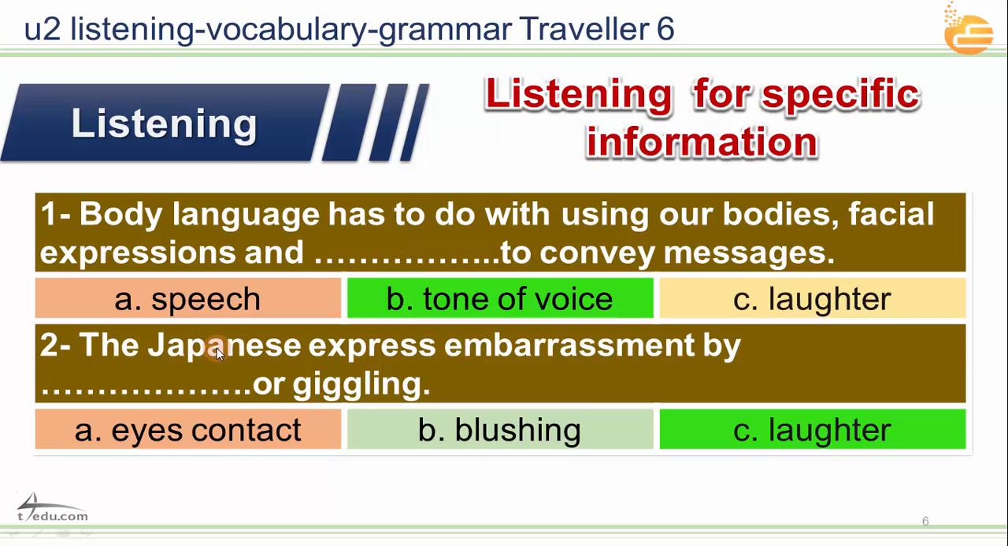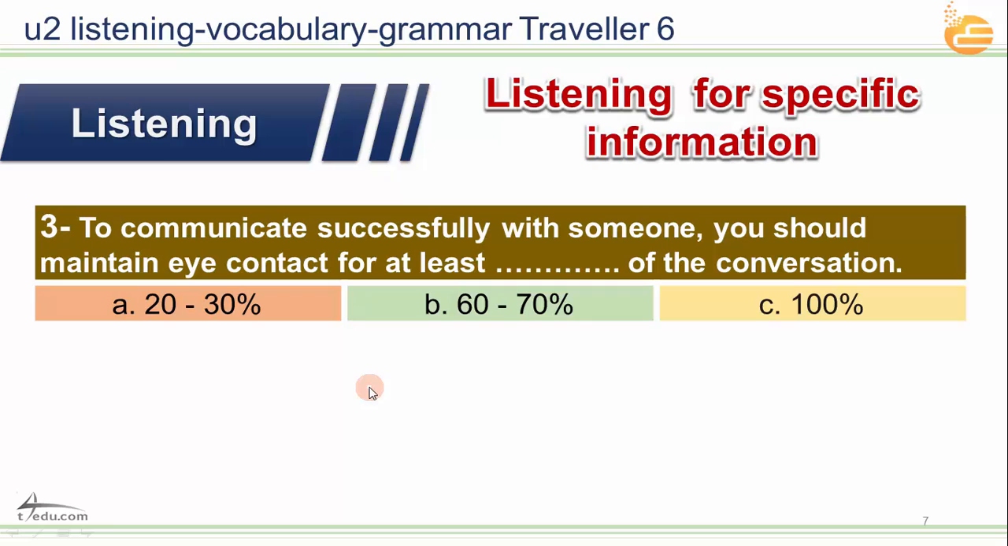And for number two, for example, he talked about Japanese people, who express embarrassment by laughter or giggling. And that is how different it is from one culture to another. So for one, body language has to do with using our bodies, facial expressions, and tone of voice to convey messages. And number two, the Japanese express embarrassment by laughter and giggling.